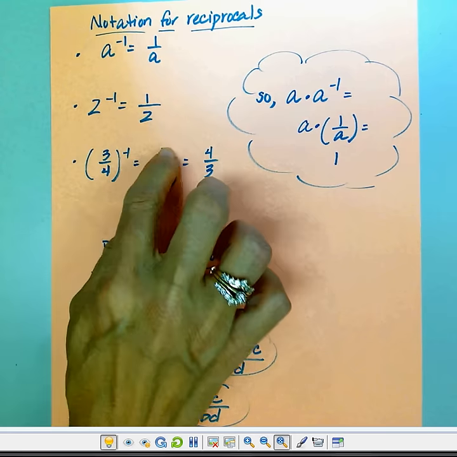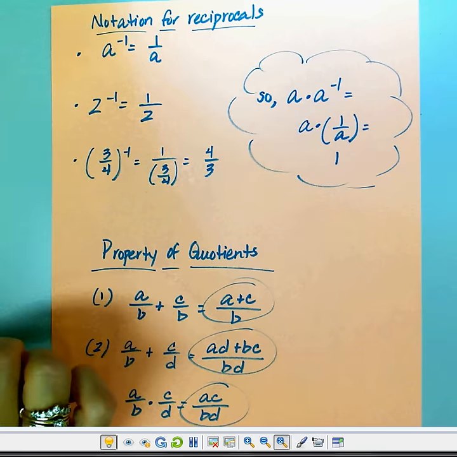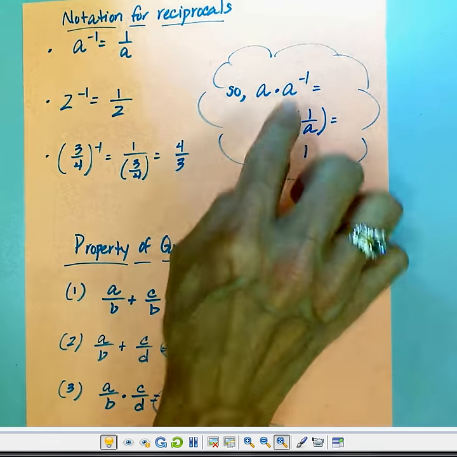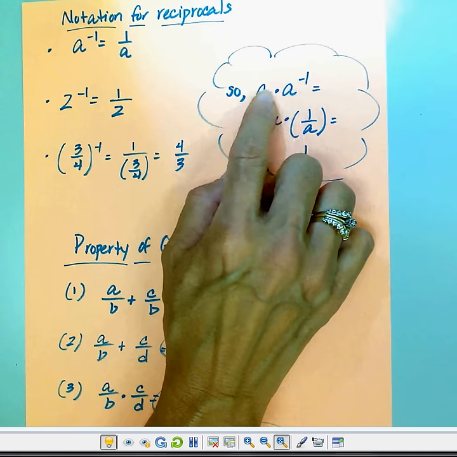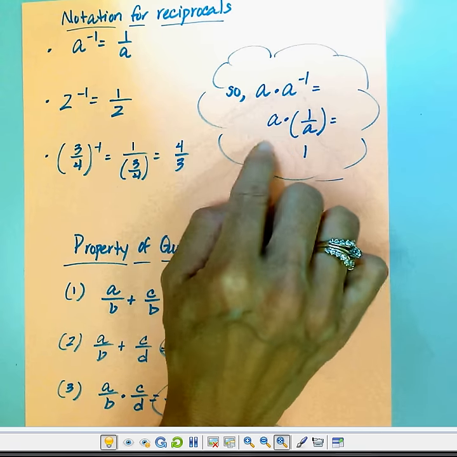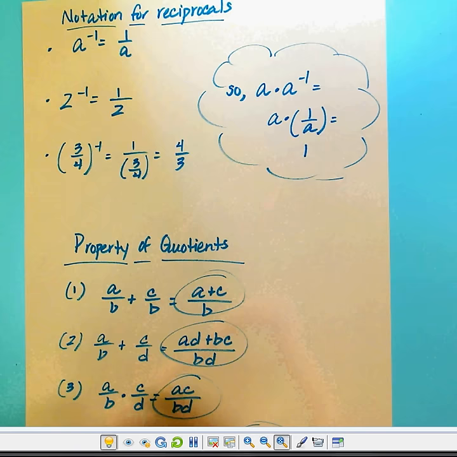Remember, anytime we divide fractions, we end up multiplying by the reciprocal. So over here we have a times a to the negative 1. So a number times its inverse, or a number times its reciprocal, always yields a product of 1.